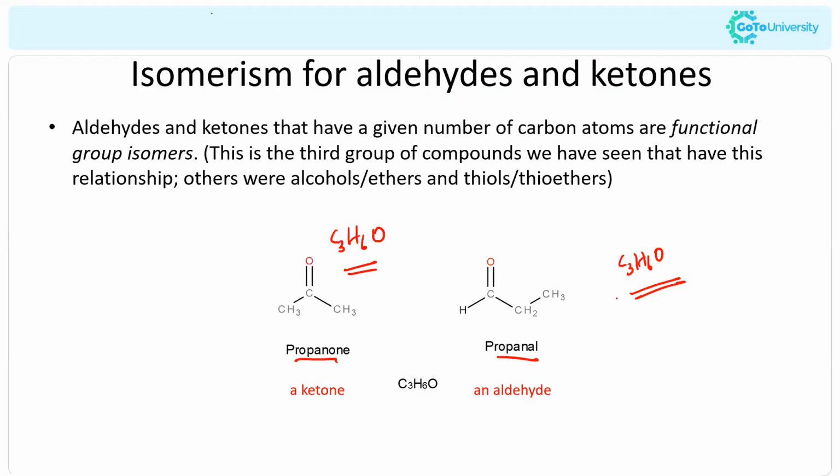And if you check the structure, we can see the first one is a ketone and the second one is an aldehyde. It means their functional groups are entirely different, right? So these kinds of compounds are called functional isomers. So we can say that aldehydes and ketones are functional isomers. They will show functional isomerism. So this is the type of isomerism existing in aldehydes and ketones.